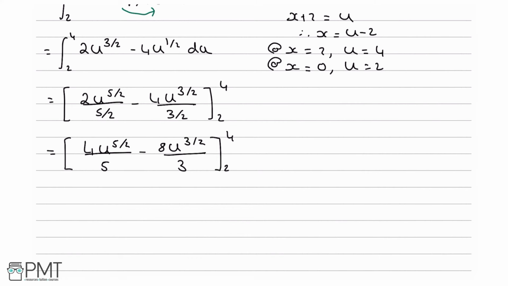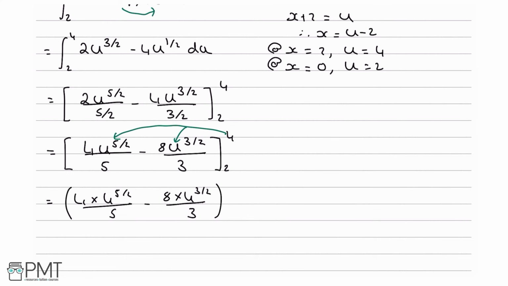Now we're going to substitute our limits into our results. So we're going to put 4 for u and 4 for u again, and then we'll come back and do 2. So this equals 4 times 4 to the 5 over 2 over 5 minus 8 times 4 to the 3 over 2 divided by 3. That's the first part. Minus, now we need to plug 2 in for each of our u's, and we will get 4 times 2 to the 5 over 2 over 5 minus 8 times 2 to the 3 over 2 divided by 3.